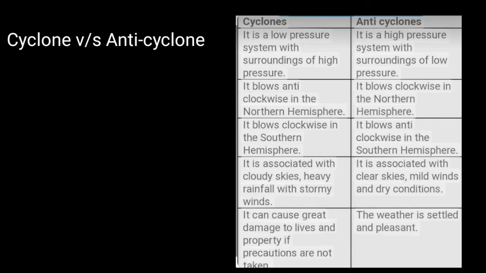A cyclone can cause great damage to life and property if precautions are not taken in advance. In the case of an anticyclone, the weather is settled and pleasant. Whenever there is an anticyclone, there will be fair, settled weather. So these were the differences between cyclone and anticyclone. Hope you have understood the difference. These are variable winds, their formations and their effects on the surface of the earth.